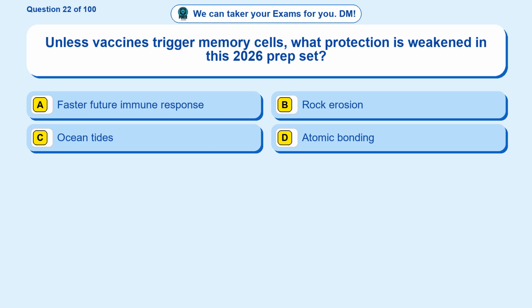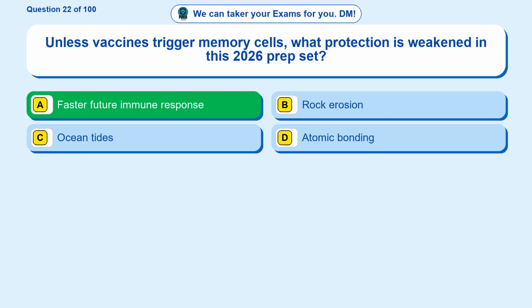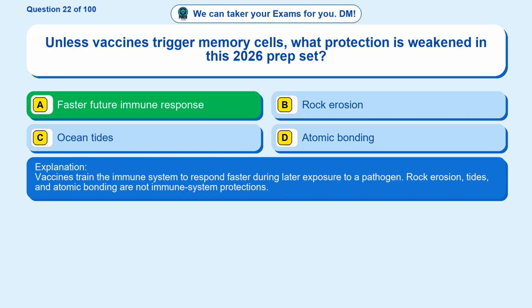Question 22. Unless vaccines trigger memory cells, what protection is weakened in this 2026 PrEP set? Option A, faster future immune response. Option B, rock erosion. Option C, ocean tides. Option D, atomic bonding. The correct answer is option A. Faster future immune response. Vaccines train the immune system to respond faster during later exposure to a pathogen. Rock erosion, tides, and atomic bonding are not immune system protections.